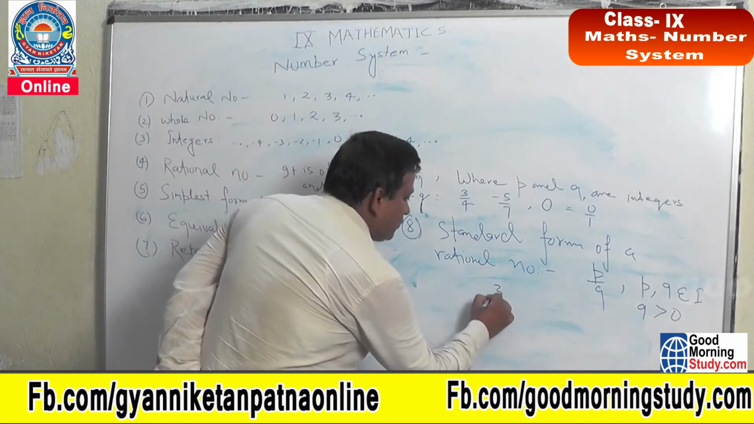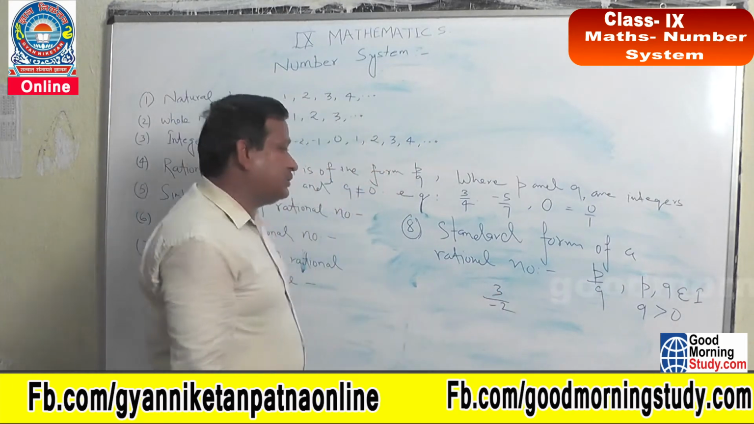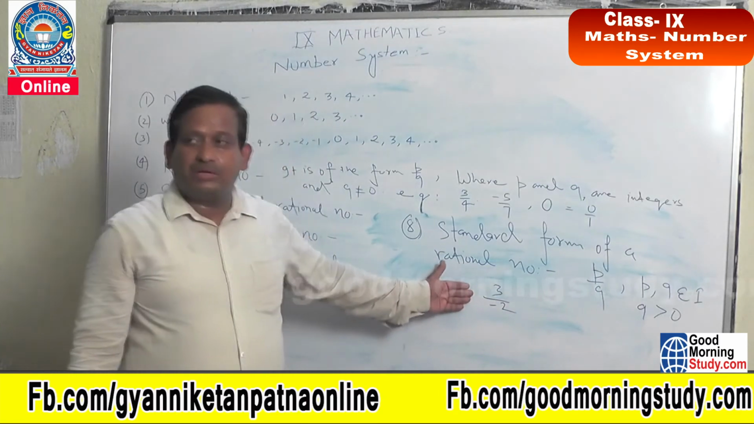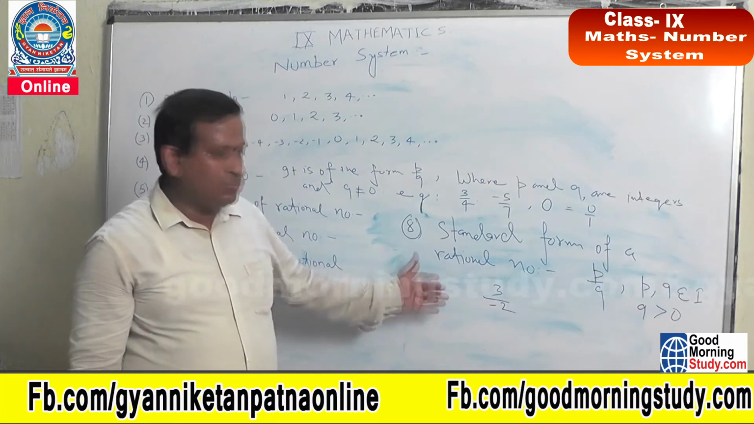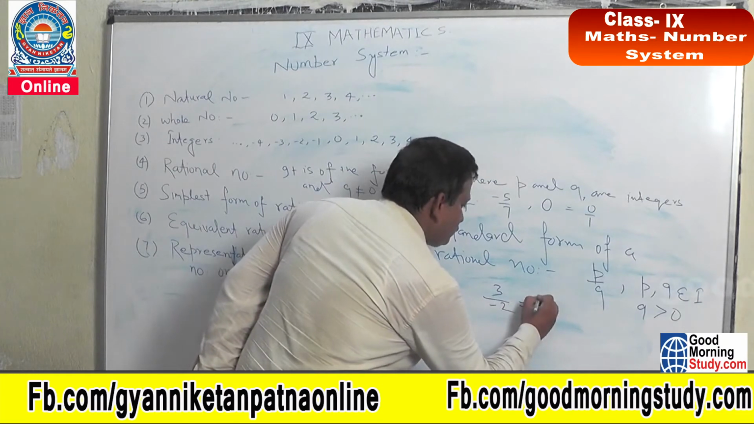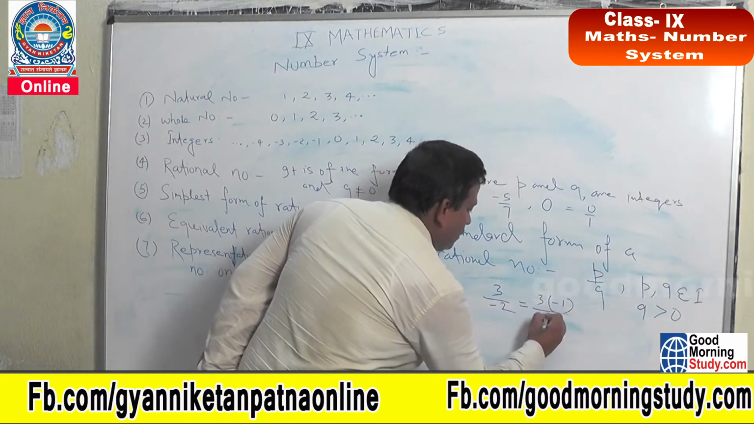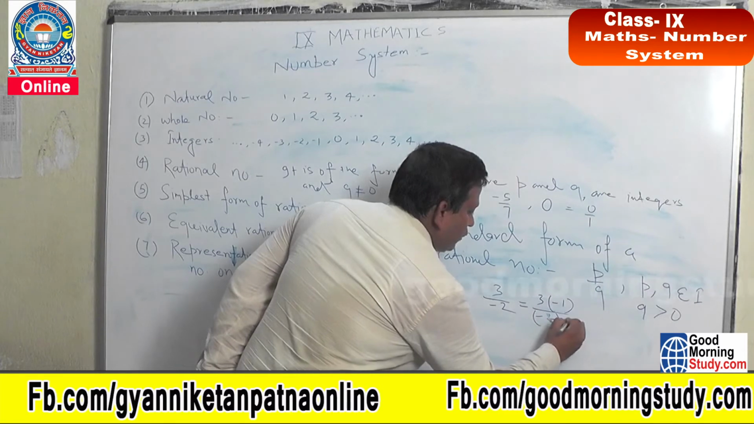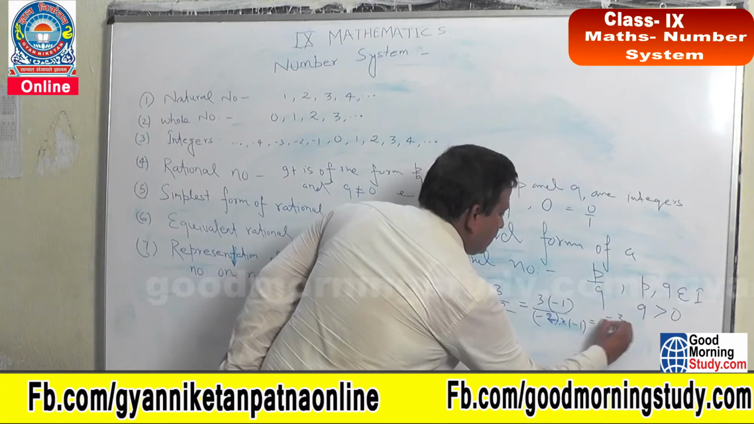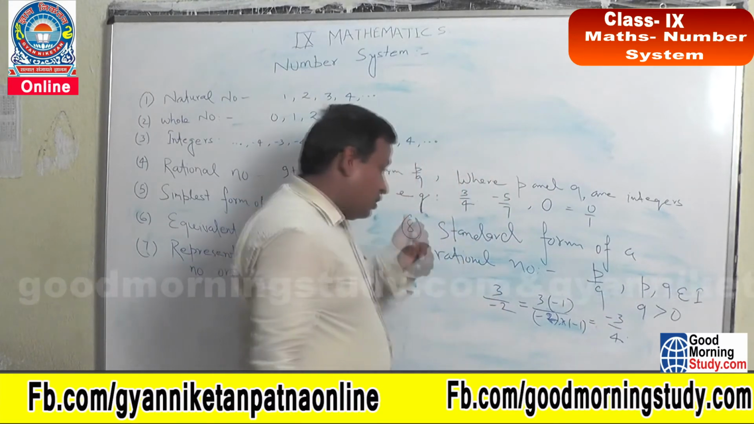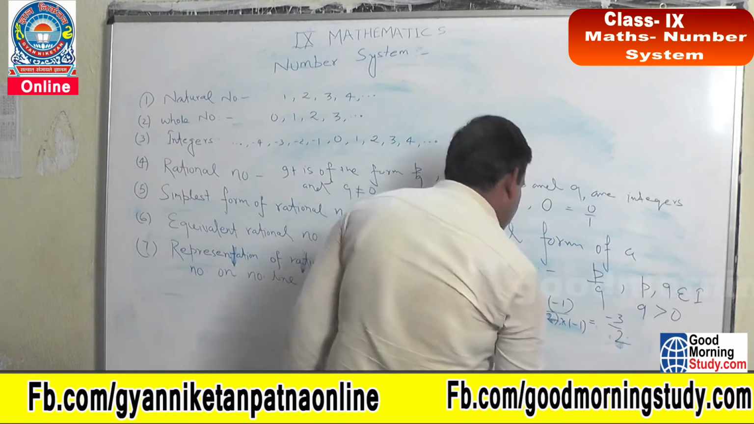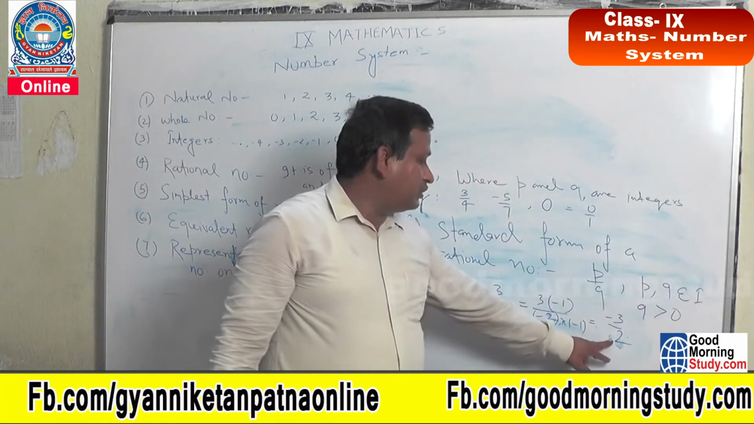Suppose I am writing 3 by minus 2. This is not in the standard form of a rational number. To write it in the standard form, we will multiply both numerator and denominator by minus 1. So what will happen? 3 into minus 1 by minus 2 into minus 1. This will be minus 3 by 2. Sorry children, minus 2 into minus 1 will come 2.